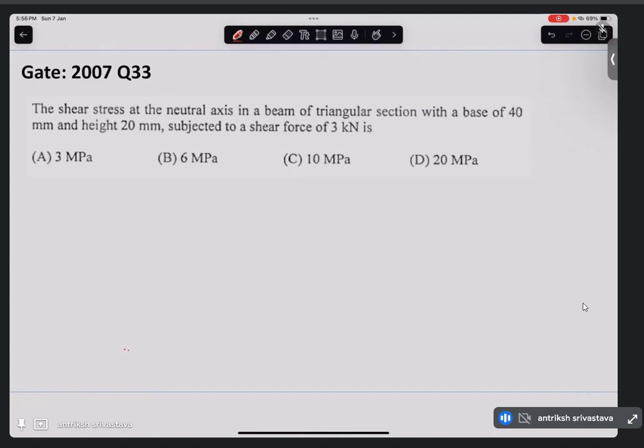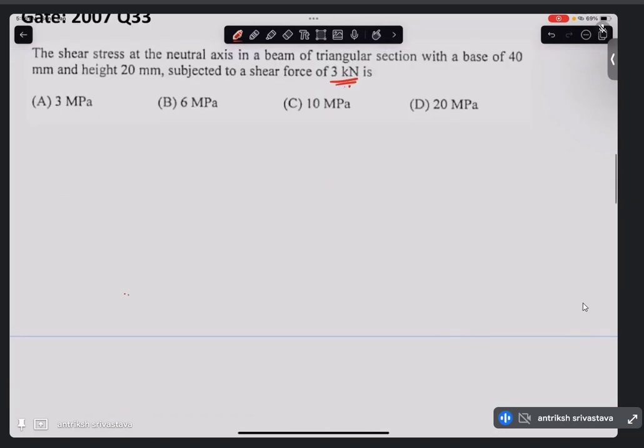All right, question number 2. GATE 2007, question number 33. Shear stress at neutral axis in a beam of triangular section with a base of 40 mm and height of 20 mm, subject to a shear force of 3 kilonewton, is. So we have the cross section of the beam something like this. Base is 40 mm and height is 20 mm, and we are asked what is the shear stress at the neutral axis.